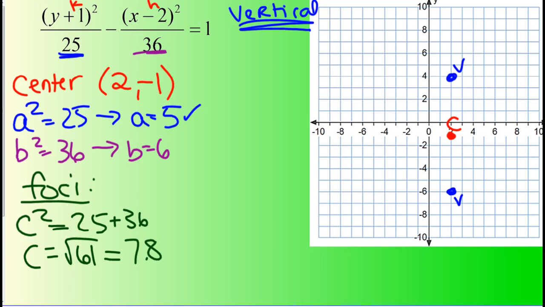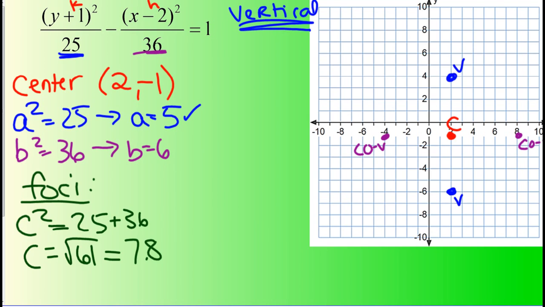Go count out your co-vertices. You're counting left and right this time. So 1, 2, 3, 4, 5, 6 from your center is a co-vertex, and then count to the left 6. 1, 2, 3, 4, 5, 6 is the second co-vertex.